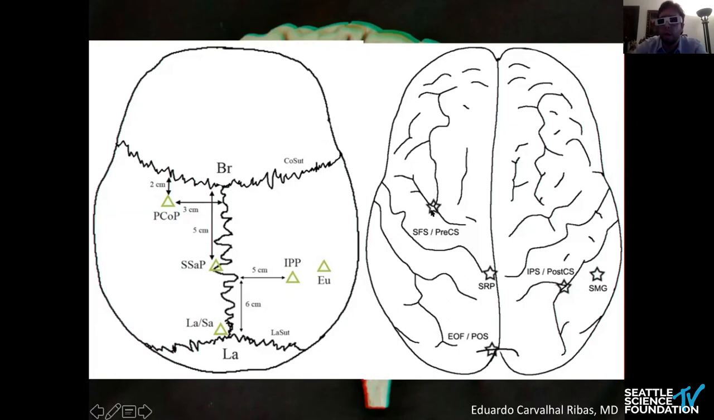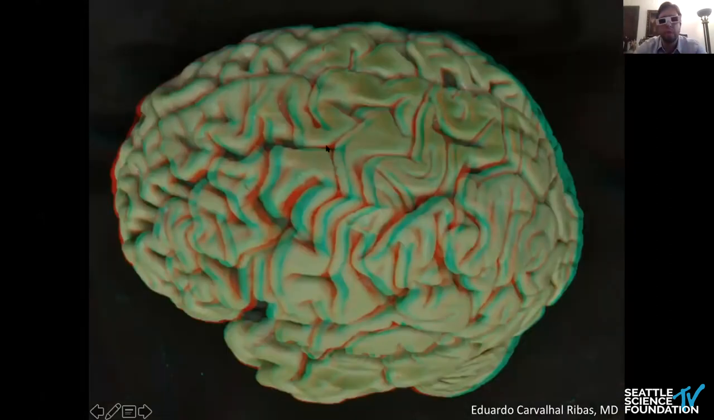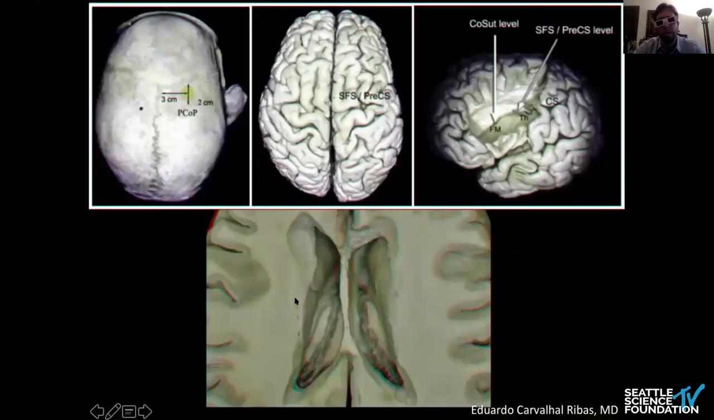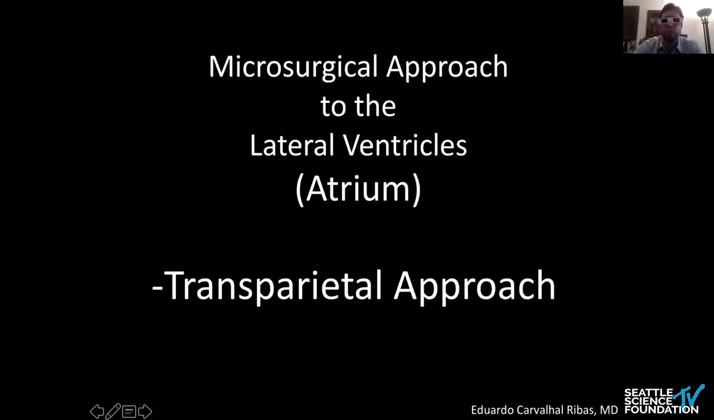There is also a point here that can be easily located. This is the connection of the superior frontal sulcus with the precentral sulcus. It's usually a cisternal point that can be easily identified during surgery. It's this point here, and the surgeon can use this point and go into the frontal horn of the lateral ventricle and reach and resect a lesion, for example, at the head of the caudate nucleus.